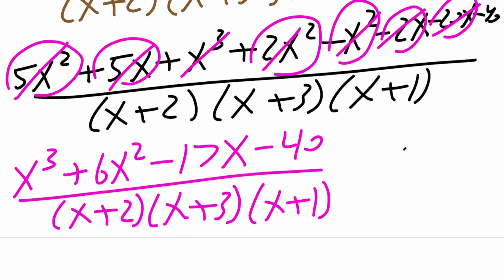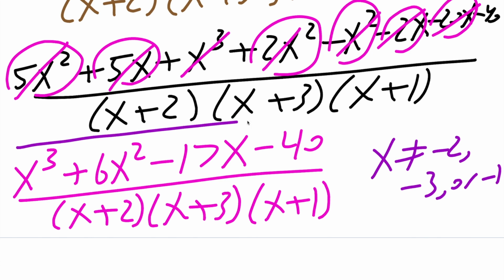Our very last thing, just to state what x can't be. We know x cannot be negative 2, comma, negative 3, or negative 1, because if x is negative 2, we get negative 2 plus 2, so you'd be dividing by 0. Likewise, negative 3 plus 3 is 0, and you'd be dividing by 0. And same thing for negative 1. Negative 1 plus 1 is 0, and you'd be dividing by 0, and you can't divide by 0. So this right here is our final answer. And that's all we need to do to add and subtract rational expressions.